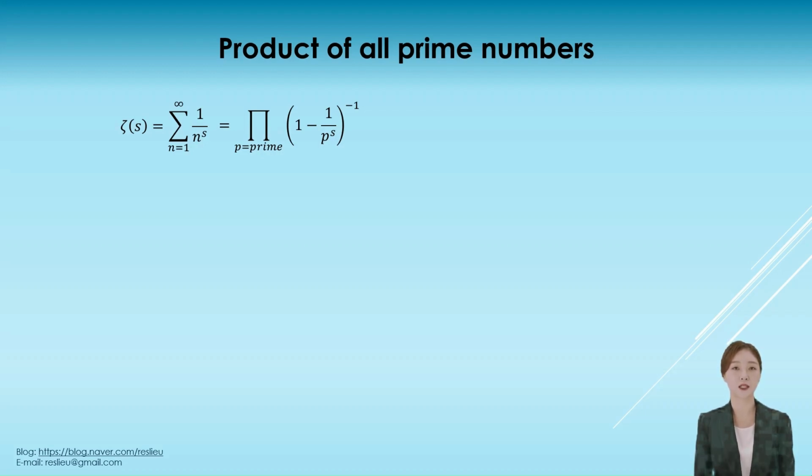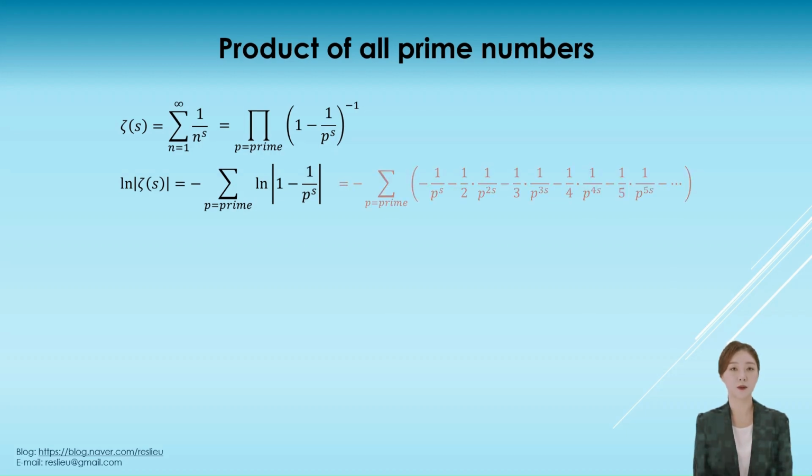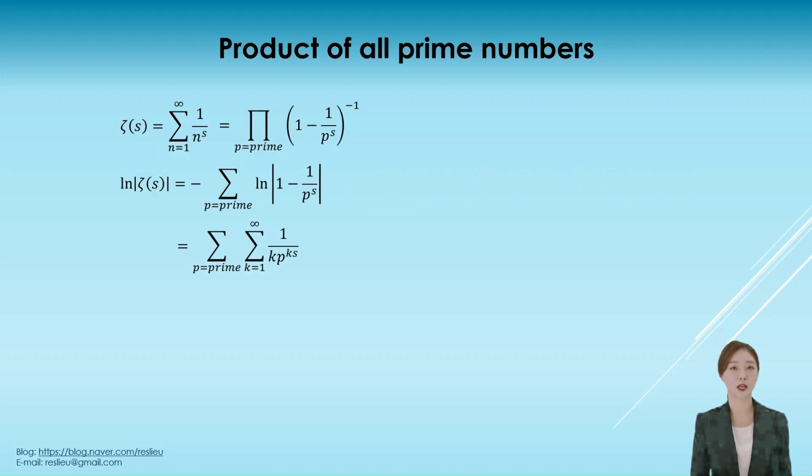If we take the log of the zeta function and the Euler product above, we can express 1 minus 1 over the prime number to the power of ks in the log as a Taylor series. The logarithm of the zeta function is 1 over k times the prime number to the power of ks from k equals 1 to infinity for every prime number.